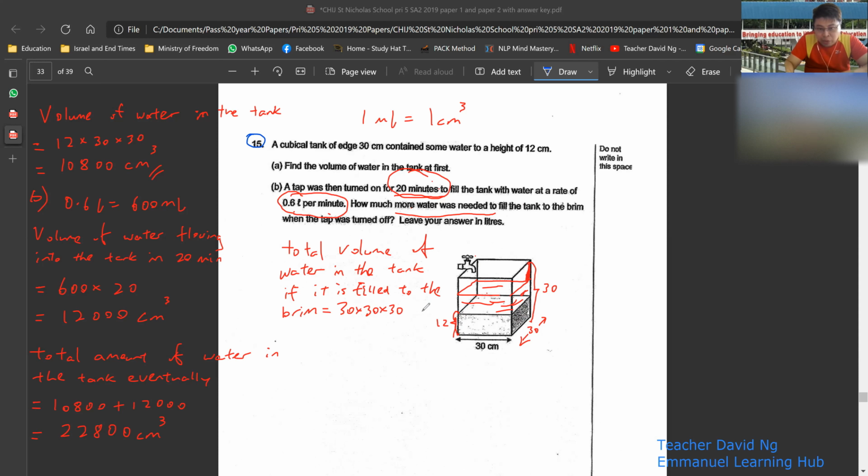Okay, 30 times 30 times 30. Total volume of water in the tank when it's filled up. Okay, 3 times 3, 9. 9 times 3, 27. 1, 2, 3, 30. Okay, this is a shortcut way to calculate this. But as I say, if you want to be extra careful, always ask good friend calculator, 27,000 cm3. Okay, now you tell me how to find the volume of this space here.